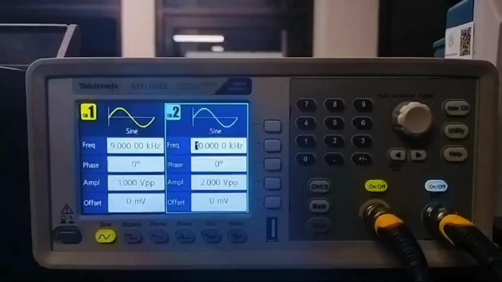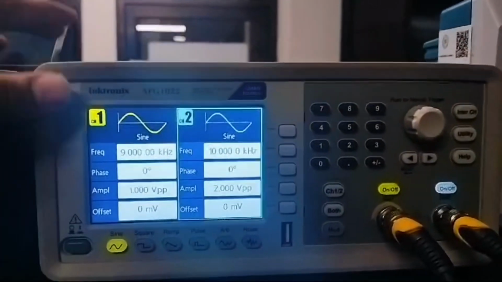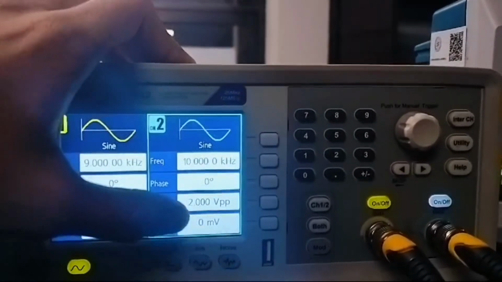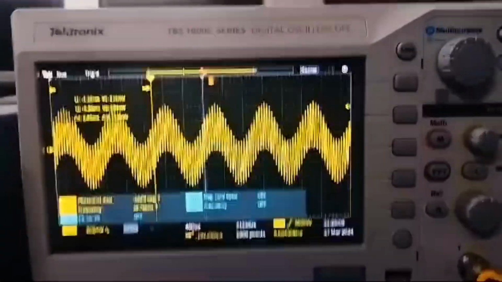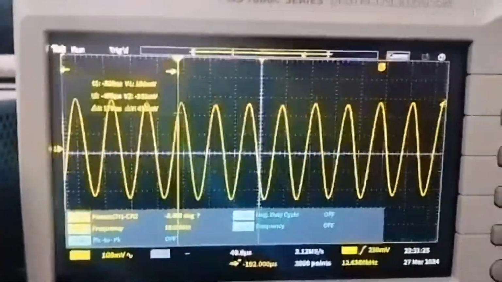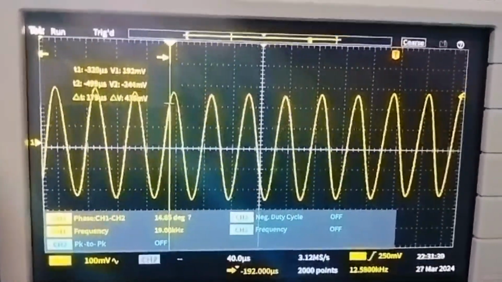I'm Arjun Anand and I'll be doing the interpretation of results, that is task 3 and task 4. So as we see over here, for the input we had taken 9 kilohertz and 1 VPP, and the second signal to be 10 kilohertz and 2 VPP. Then we passed it through an analog multiplier, and there is the sine wave that we observe. And finally, we passed it through a high pass filter, that is a differentiator using an op-amp circuit, and there's the output that we see, which is just a singular sine wave.